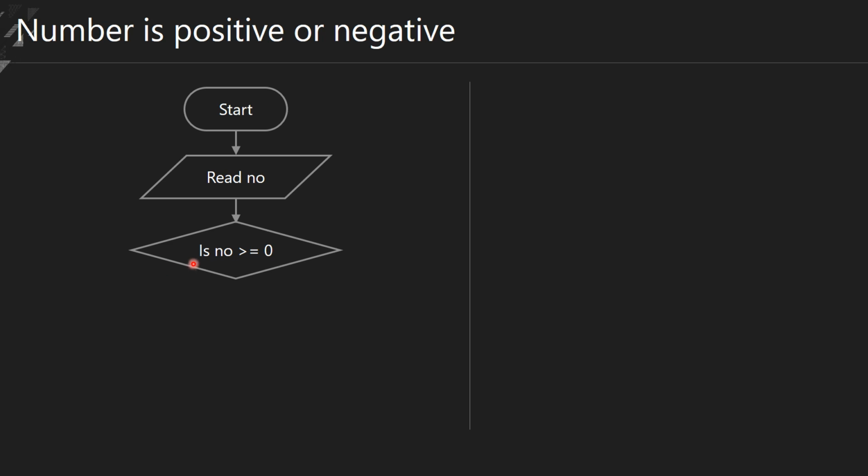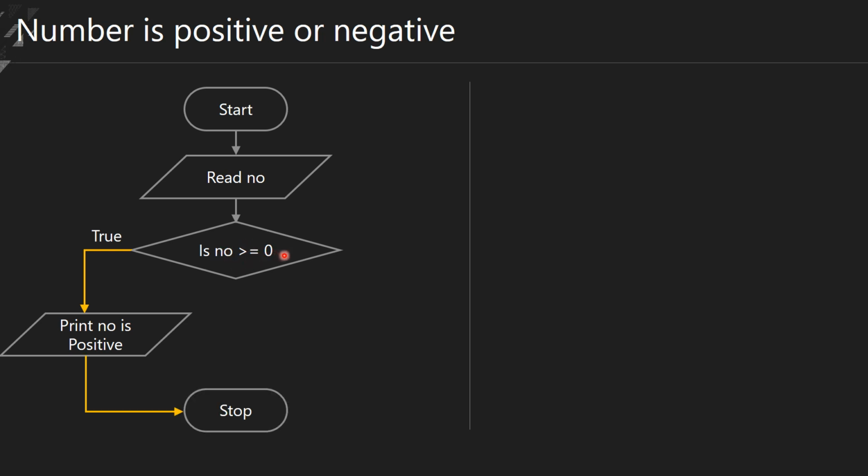Then you have to check the condition: whatever number you read, you have to check whether the number is greater than or equal to 0. Then it becomes true, and it will go and print that the number is positive, right? If the number is not greater than or equal to 0, then it is false, right? So once it is true, print the positive number, stop. If it is false, it will print the negative number, then it will stop.